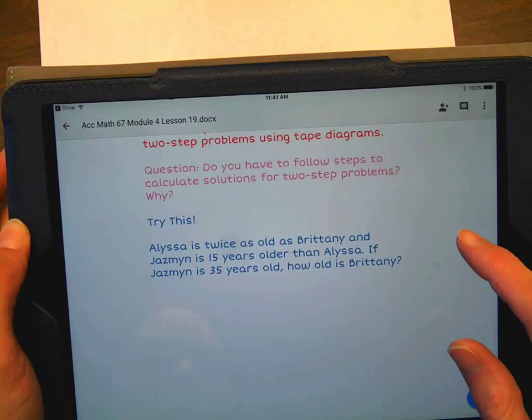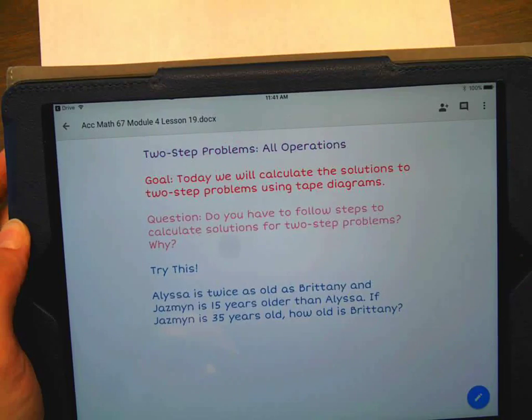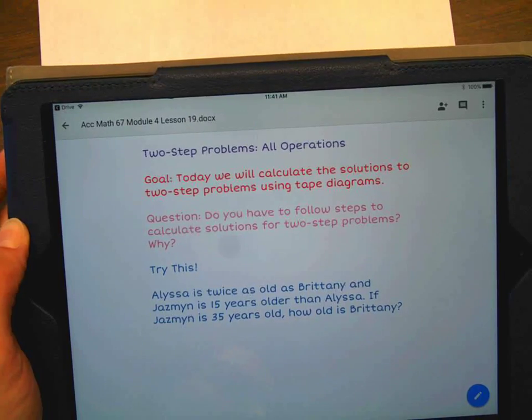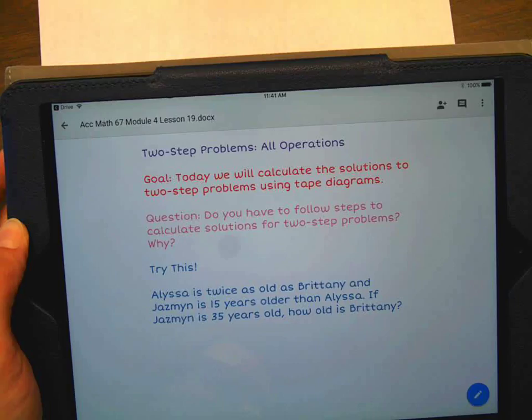So all I have basically is a try this, and we're going to use the information that we learned in our previous video to help us with this. The try this that you see in front of you says, Alyssa is twice as old as Brittany, and Jasmine is 15 years older than Alyssa. If Jasmine is 35 years old, how old is Brittany? And if you go back up to our goal, we're supposed to use tape diagrams to help us figure this out.